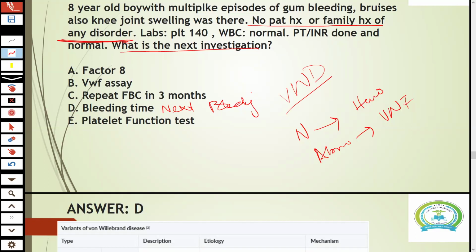Sometimes there will be no family history of von Willebrand disease because it has different variants and different types. Depending on the type and severity of that disease, we can diagnose it as mild, moderate, or severe one.